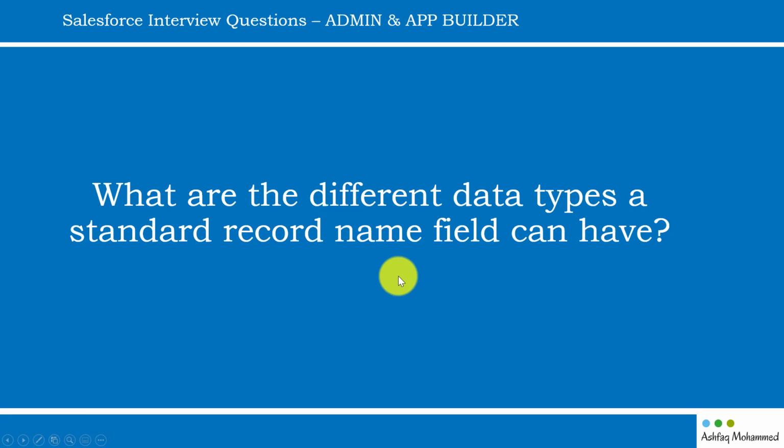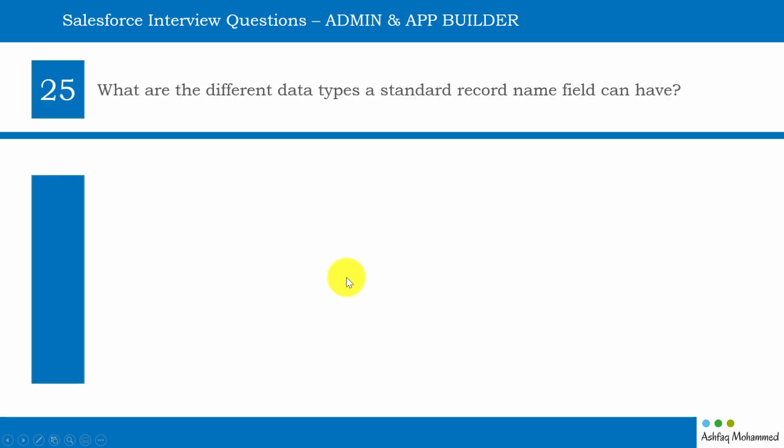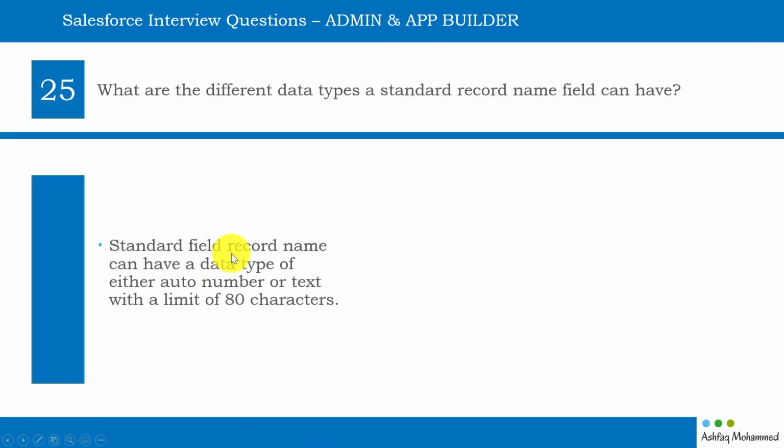So what I was saying is whenever you create a custom object, you should at least create one field to complete the object creation. Otherwise, you will not be able to create the object itself without creating this one default field. Okay. So my question here is what data type we can use to create that field. The answer is the standard record name field can have a data type of either auto number or text field with a limit of 80 characters. Apart from these two, we cannot create any other data types for the standard field. So we have only two options.